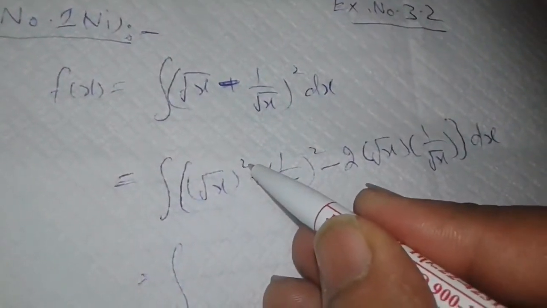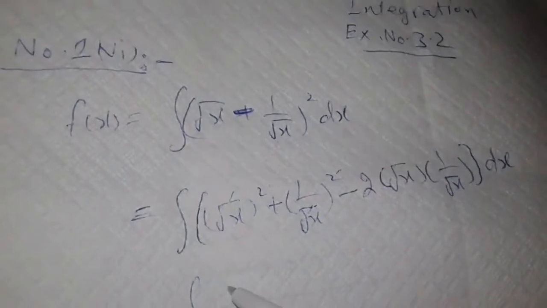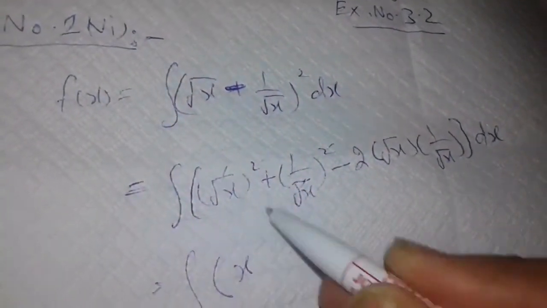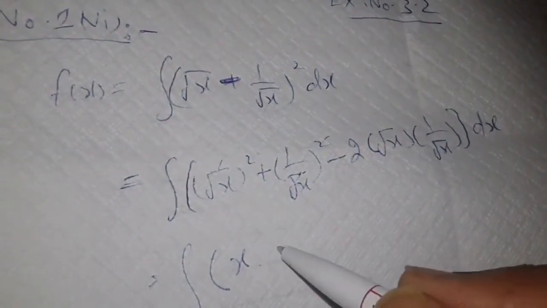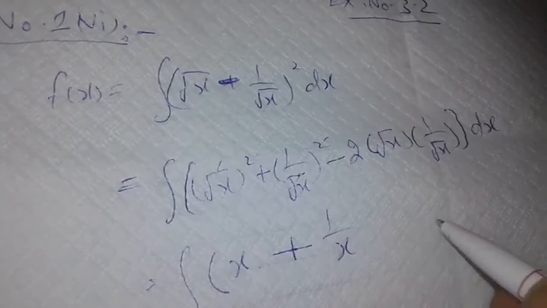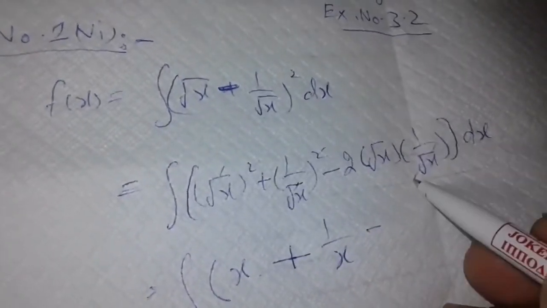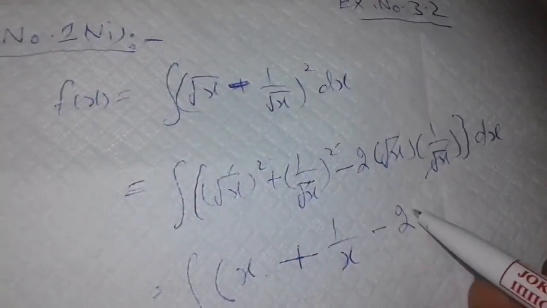We know that this square will cancel out with the square root, so the function becomes x, because the square cancelled with the square root, so only x will be left. Then 1 over x, same here. Minus this, and square root of x and square root of x cancel each other, and only 2 will be left here.